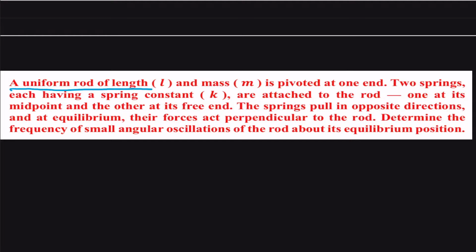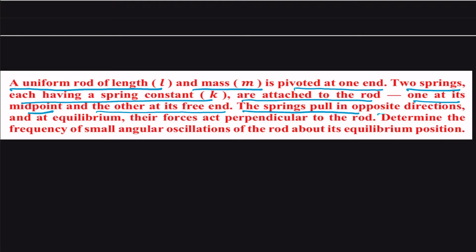A uniform rod of length L and mass M is pivoted at one end. Two springs, each having a spring constant K, are attached to the rod, one at the midpoint and the other at its free end. The springs pull in opposite directions, and at equilibrium, their forces act perpendicular to the rod. Determine the frequency of small angular oscillations of the rod about its equilibrium position.